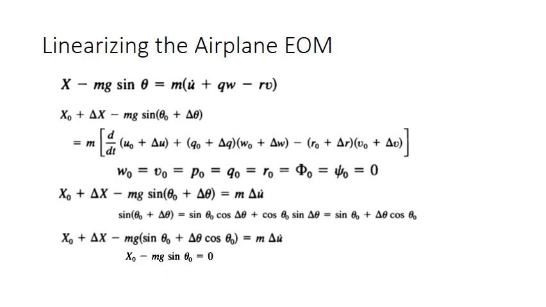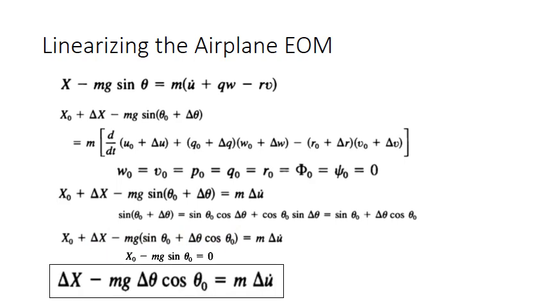So we can get rid of X naught and mg sine theta naught from this equation. This reduces the x-force equation to the following, which is the linearized form of the x-force equation in terms of the perturbation variables delta x, delta theta, and delta u dot.